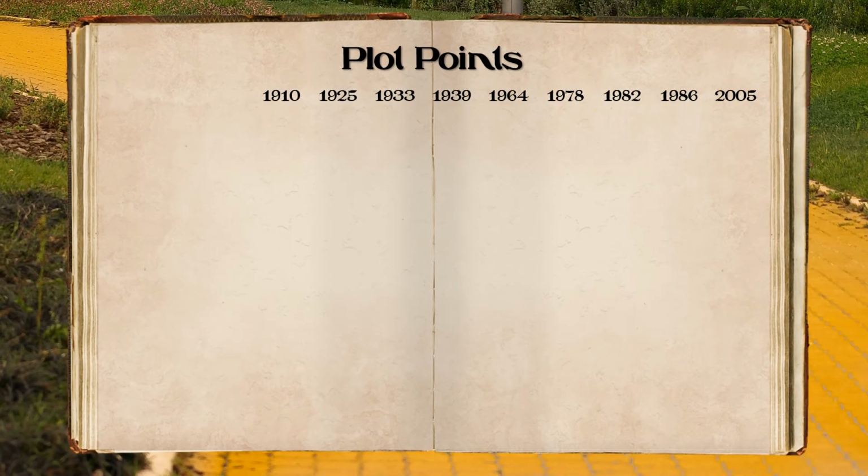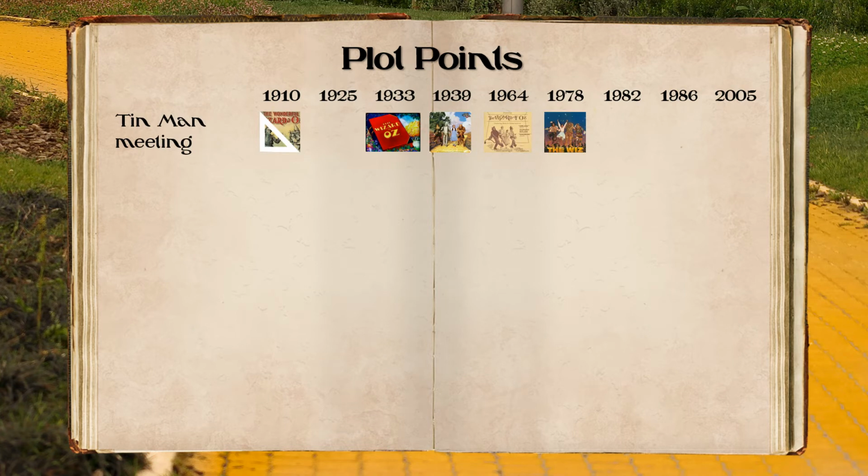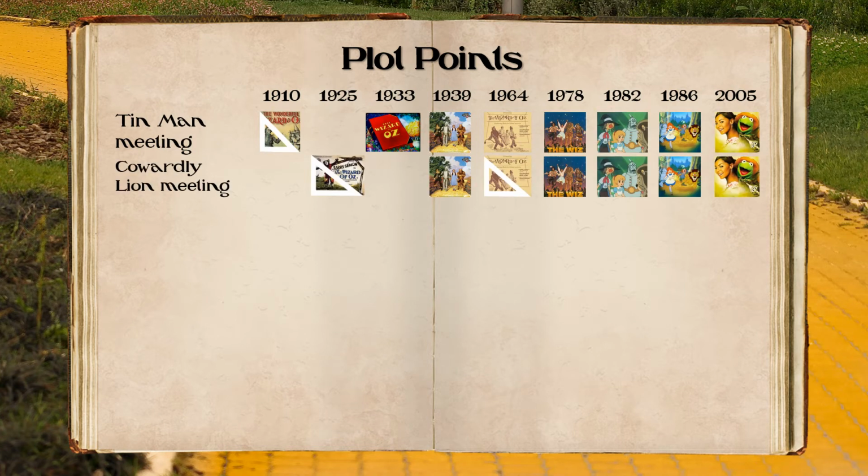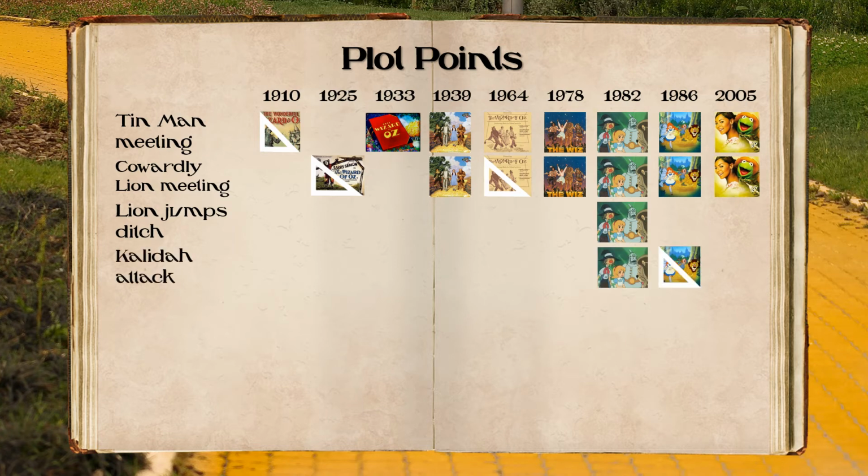Dorothy meets the Tin Man in every version but 1925 as well, but the lion meeting is missing in 1910 and 1933, unless you count Toto being turned into a lion or a real protector in 1910, which I do not. Dorothy never meets the 1925 lion. The lion jumps a great ditch with them on his back, individually, in only 1982, while the Kalidahs attack in one way or another in '82, '86, and '05.